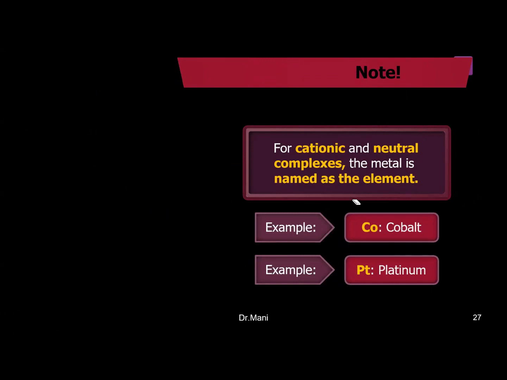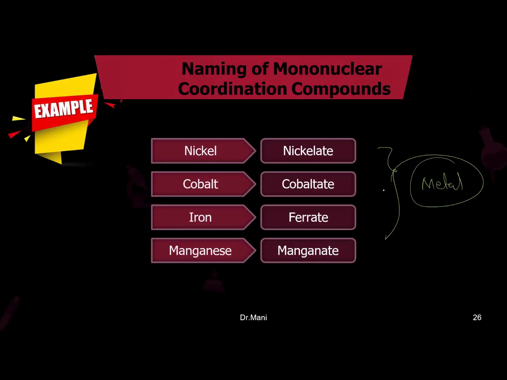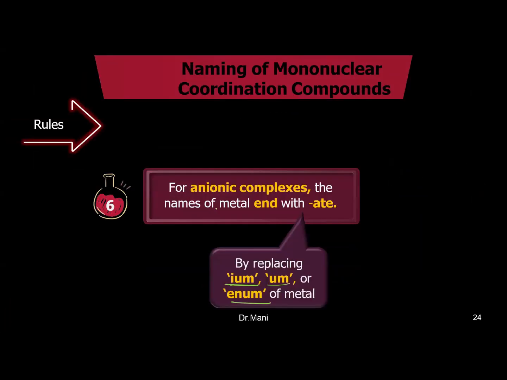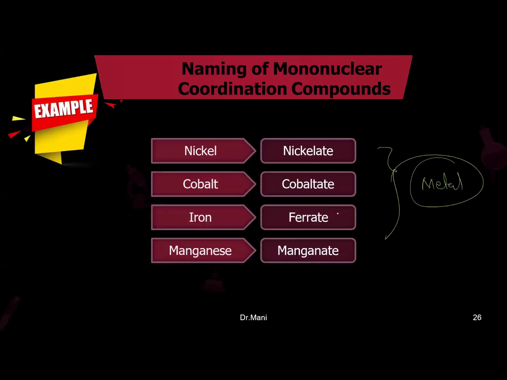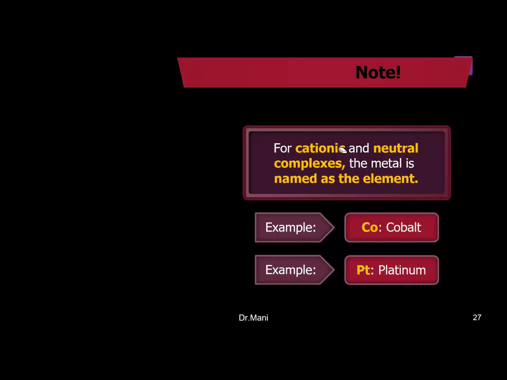For cationic and neutral complexes, the metal is named as the element. Okay, the -ate ending is only followed for the anionic. See here, for anionic complexes only, you will be writing this -ate. But if it is a cationic or neutral complex, which is also a metal, you will be using simply the element name. You will not be changing it into any other words.